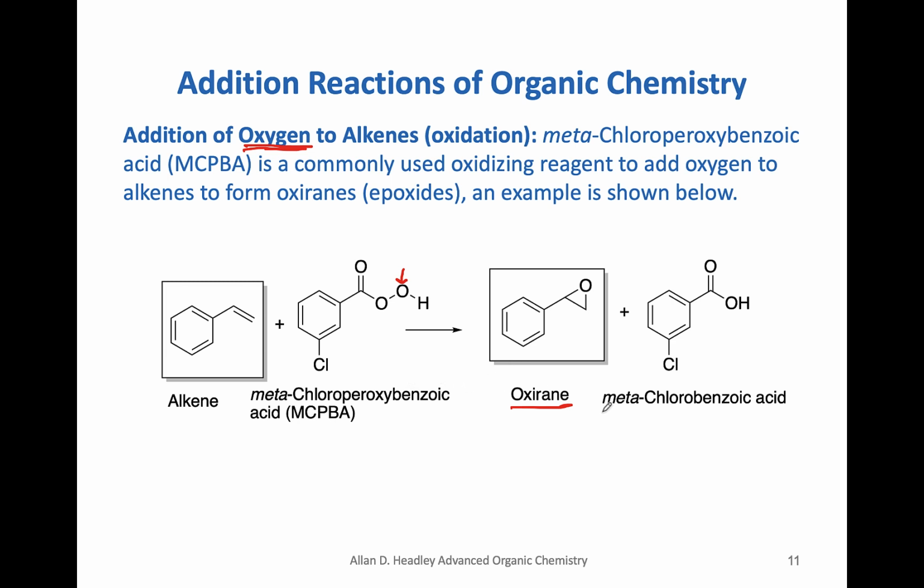In the process, the product is a metachlorobenzoic acid. This is a benzoic acid, as you can see from this region here, and this is the peroxy acid. There are others that are used, such as trifluoroperoxyacetic acid, but this is the most common, MCPBA, metachloroperoxybenzoic acid. So let's see what the mechanism is.